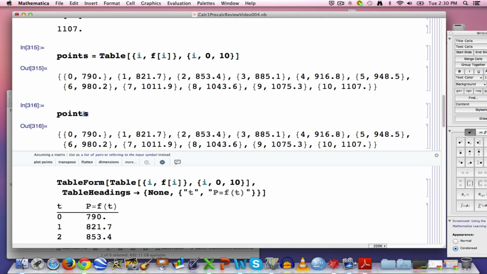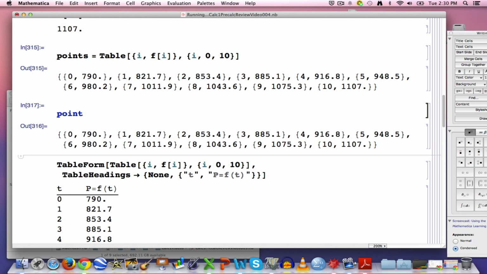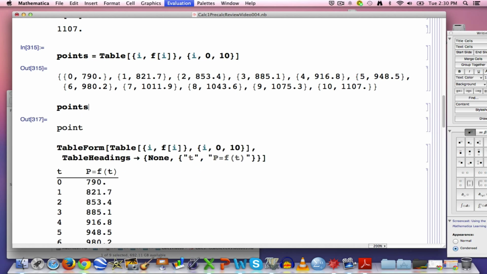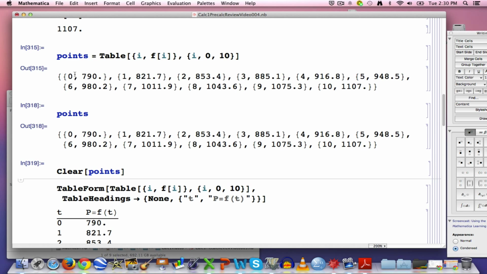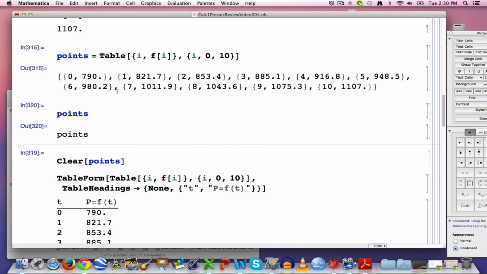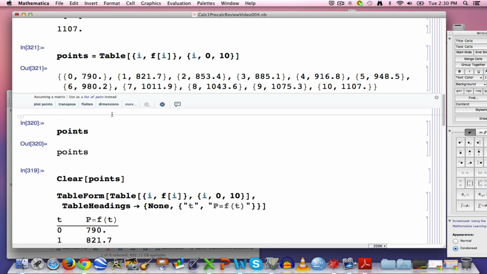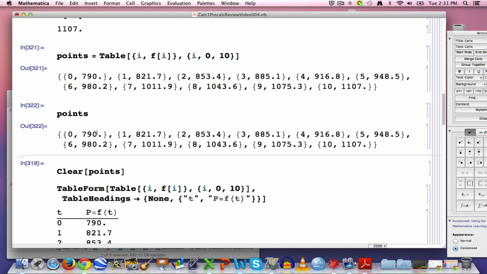If I type something else like just the word point, there's nothing stored in point, so I just get point back. I can clear that list, so now nothing is stored in points, but then I can re-enter the list and see that that re-entered list is stored in points.